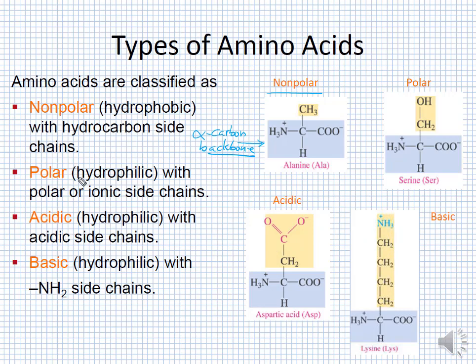What you have to do is, once you look at the structure, be able to figure out where's the alpha carbon? Where's the carboxylate? Where's the amino group? What's the side chain like? Here's the side chain, and then classify it as either non-polar, polar, acidic, or basic. Okay. So let's look at each one of these different types of amino acids.